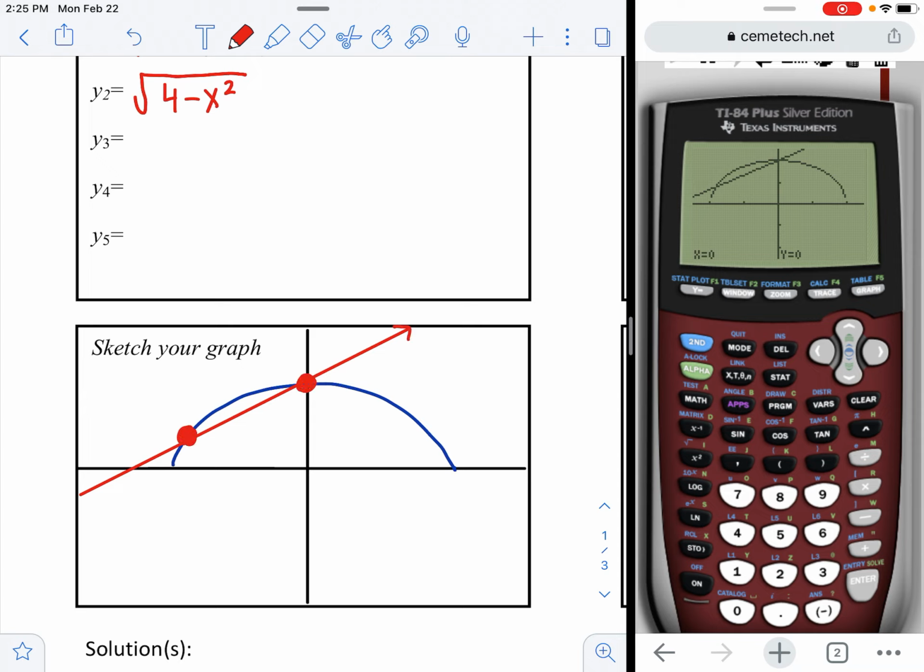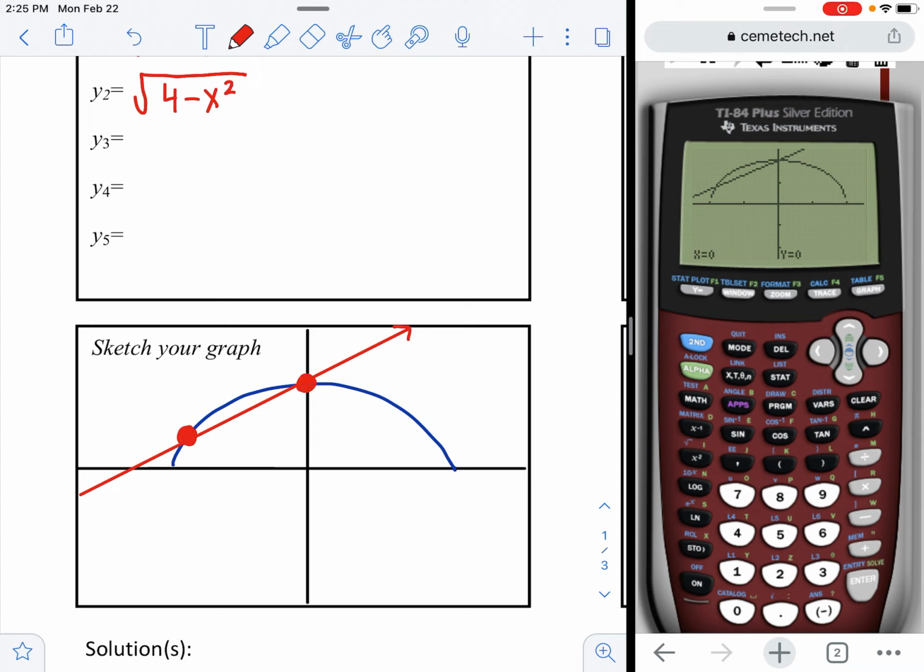So I can clearly see that this one right here on my calculator, if you look at your calculator screen, that's at 0, 2. But I don't want to just assume it. So let's find it. Here's how you find the intersection of that semicircle and that line. You're going to hit second, which is the blue button on mine. And then on the buttons on the top, it goes y equals, window, zoom, trace. You're going to hit trace.